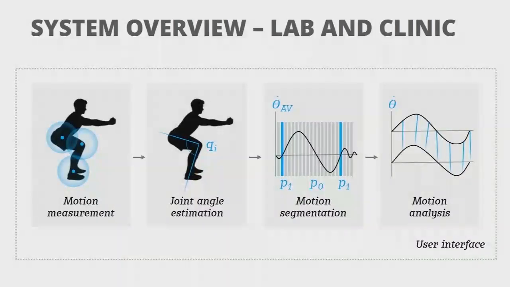So let's start with lab and clinical settings. In these settings, this is the system that we've been developing. First we want to measure the movement, whether we're using markers or inertial measurement unit systems, so wearable sensors. From those measurements, we want to estimate the pose or the joint angles of the person at each time step. Once we have time series data of the joint angles, we want to extract the repetitions from that continuous data. Each time there's an exercise repetition, we want to extract when that repetition occurred.